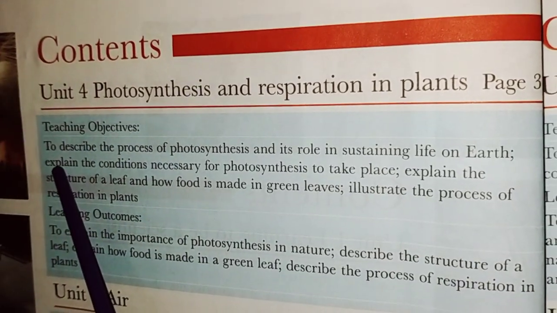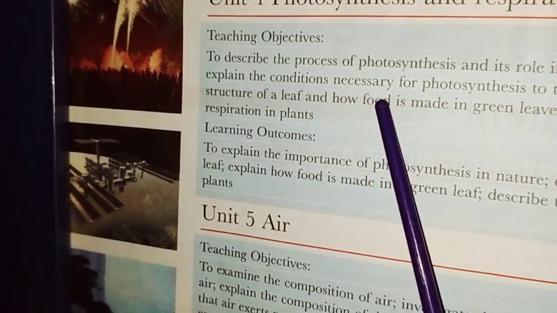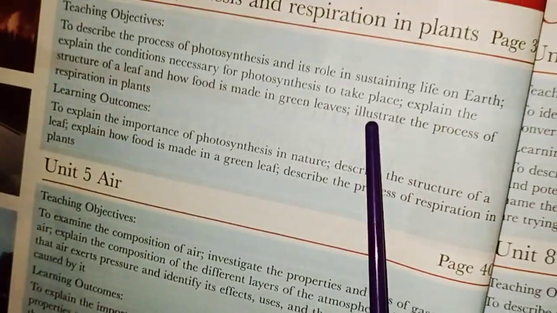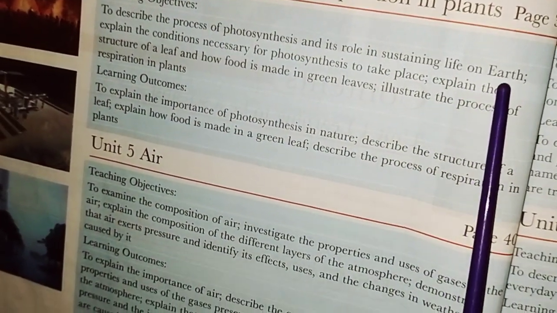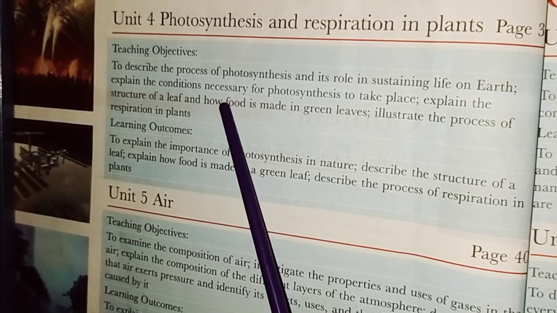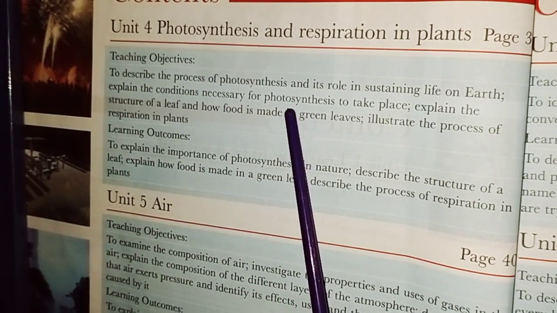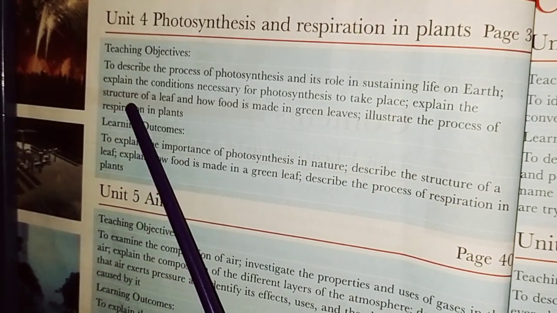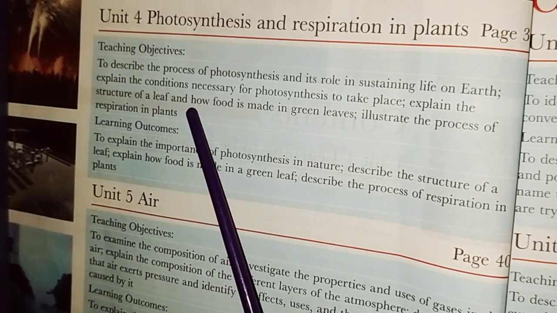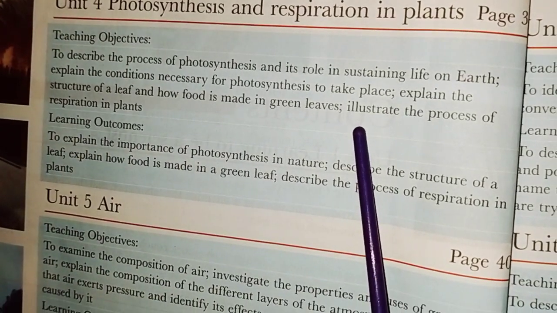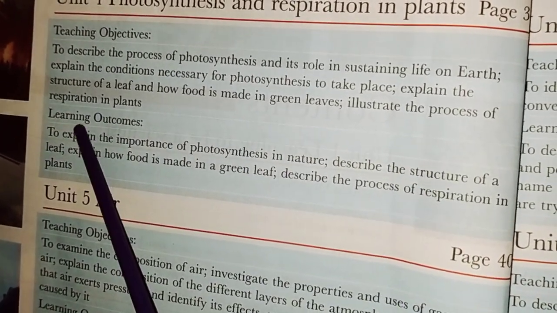To describe the process of photosynthesis and its role in sustaining life on Earth. Explain the conditions necessary for photosynthesis to take place. Explain the structure of a leaf and how food is made in green leaves. Illustrate the process of respiration in plants.